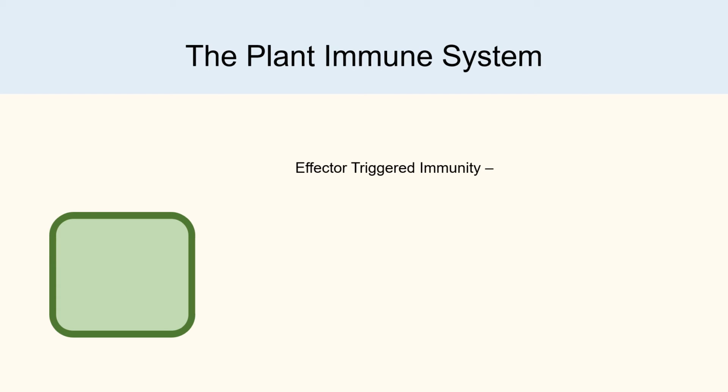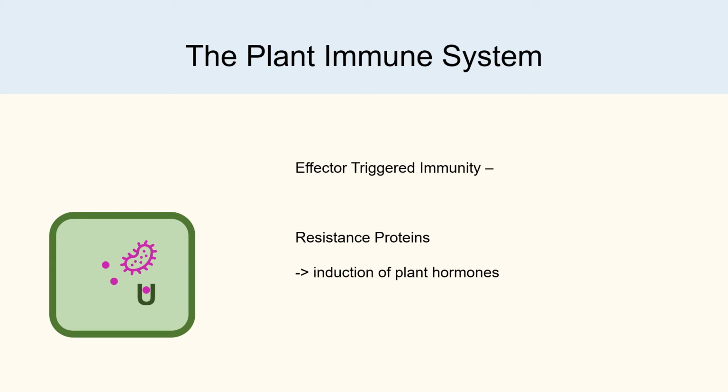The second part of the plant immune system is effector-triggered immunity. This is activated when a bacteria or virus enters a plant cell and begins to try to suppress the immune system using their effector proteins. The outcomes of effector-triggered immunity are mediated by resistance proteins in the plant. These serve to improve upon the already initiated immune responses. They also have a few extra features, which include the use of plant hormones, such as salicylic acid.